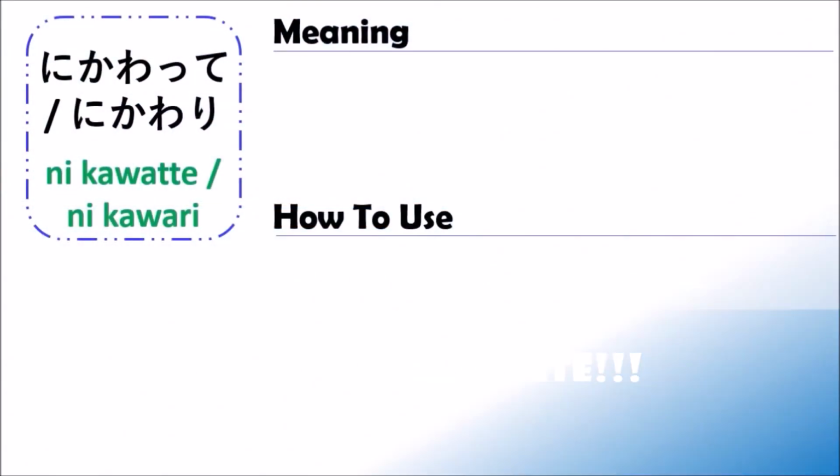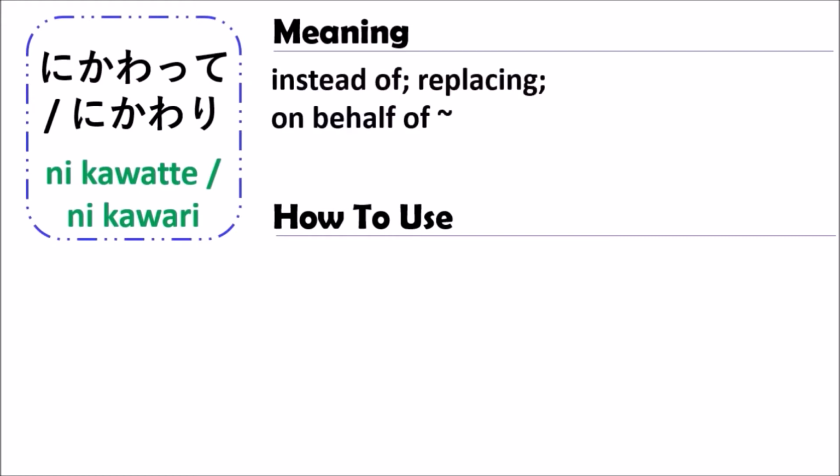何々に代わって or 何々に代わり. The grammar of 何々に代わって or 何々に代わり means instead of, or replacing, or on behalf of something.